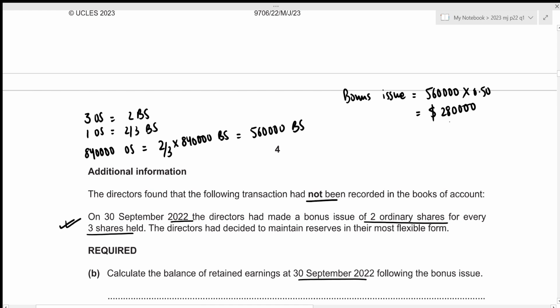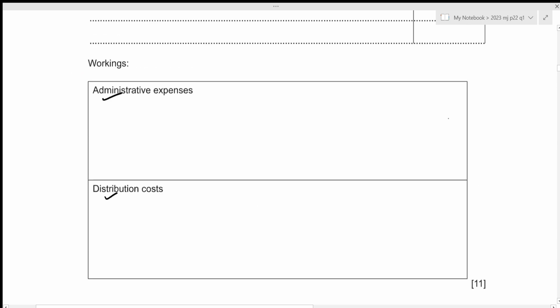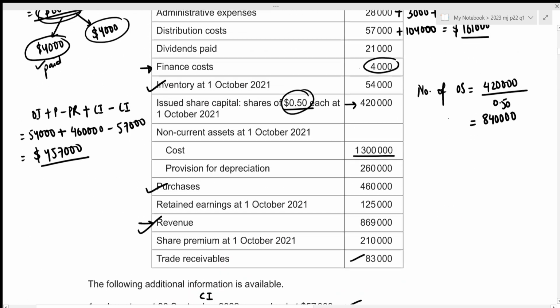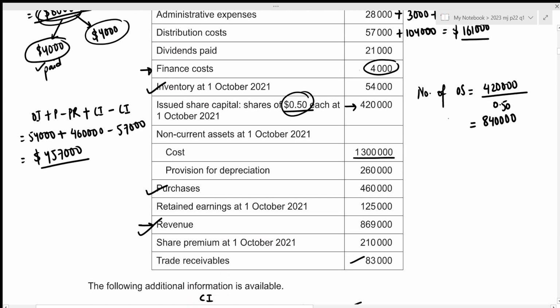That's the bonus issue. Now remember that bonus issue will be funded by our reserves. So let's have a look at our reserves now. And we are also told that the directors would like to maintain the reserves in the most flexible form, which just means that we first need to fund our bonus issue by share premium. If it's not enough, we move towards general reserve. And if it's not enough, we then move towards our retained earnings.